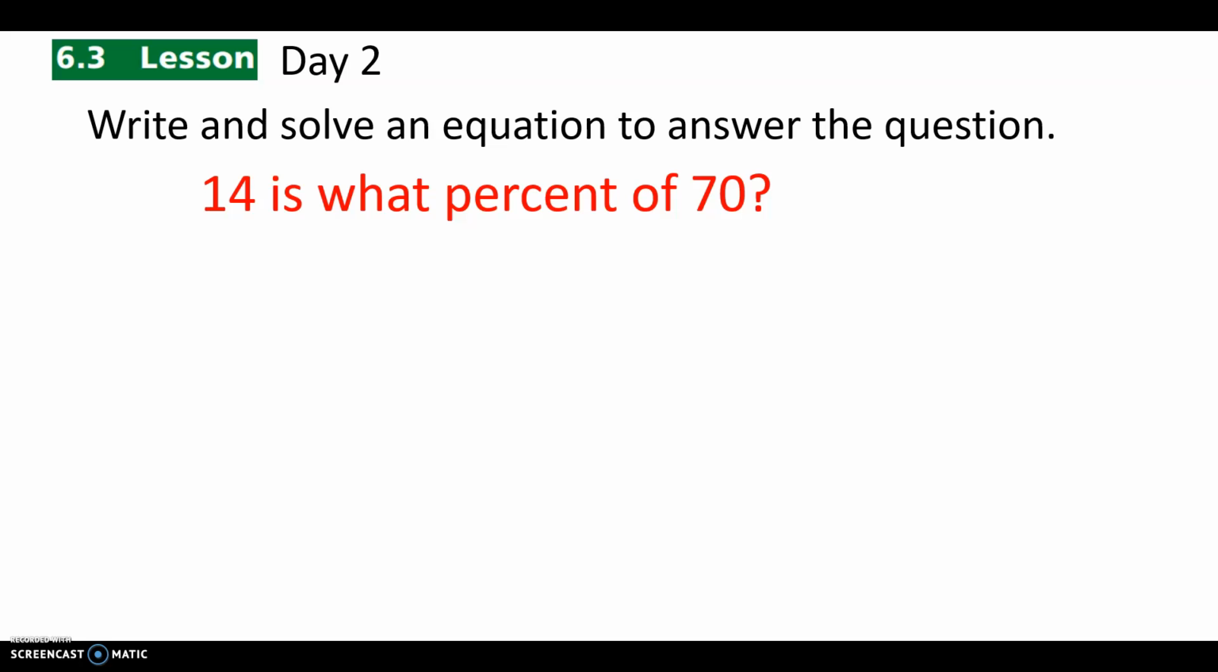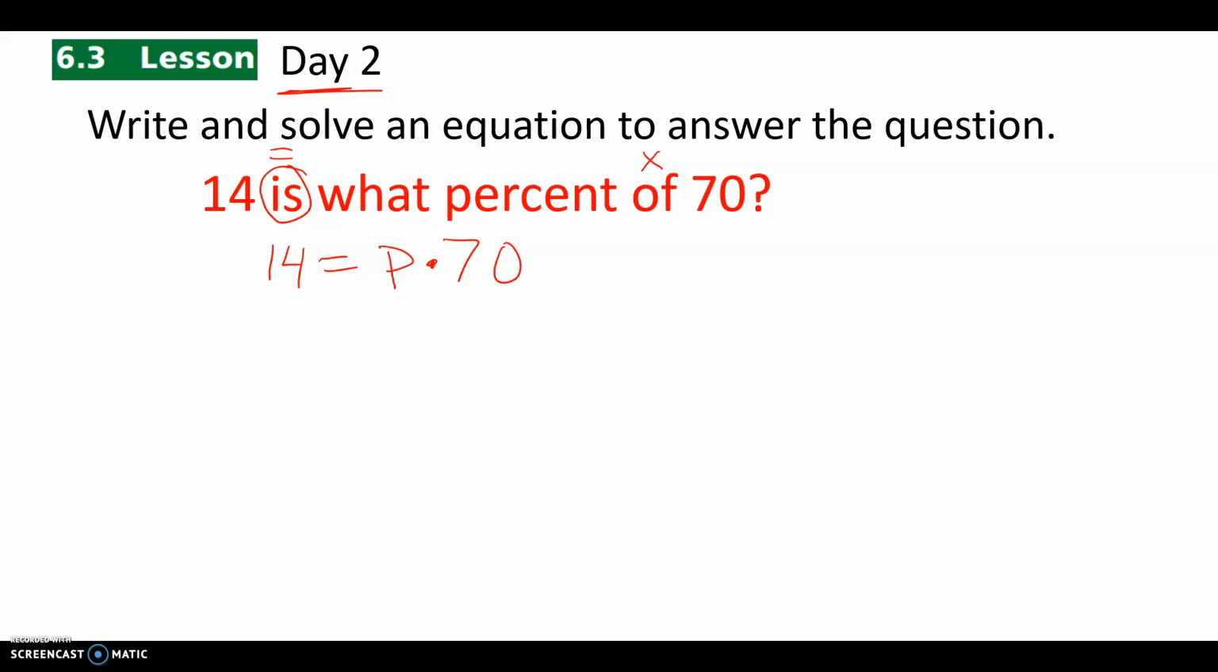We are starting on percent equations, day 2. This is for homework 605, chapter 6.3, page 248. So we are doing day 2. All right, so there are some keywords. Is, that's equal. Of means times. So we're going to get 14 equals what percent times 70.